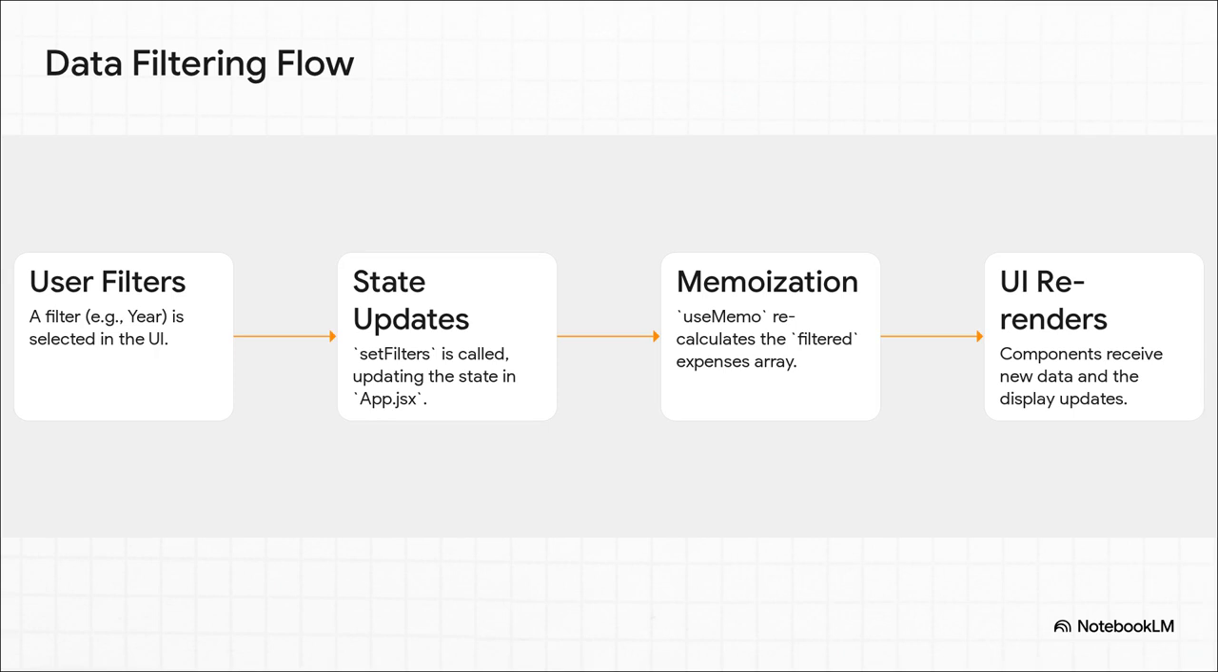First, you click on a year, let's say 2025. That immediately triggers a state update back in App.jsx. Now, because we're using React, it knows things have changed. We're also using a useMemo hook here, which is super efficient. It only recalculates the filtered list of expenses when the main list or the filters actually change. Then, boom, the UI re-renders, and both the expense list and the expense chart get the new filtered data. It's just a really smooth, reactive flow.